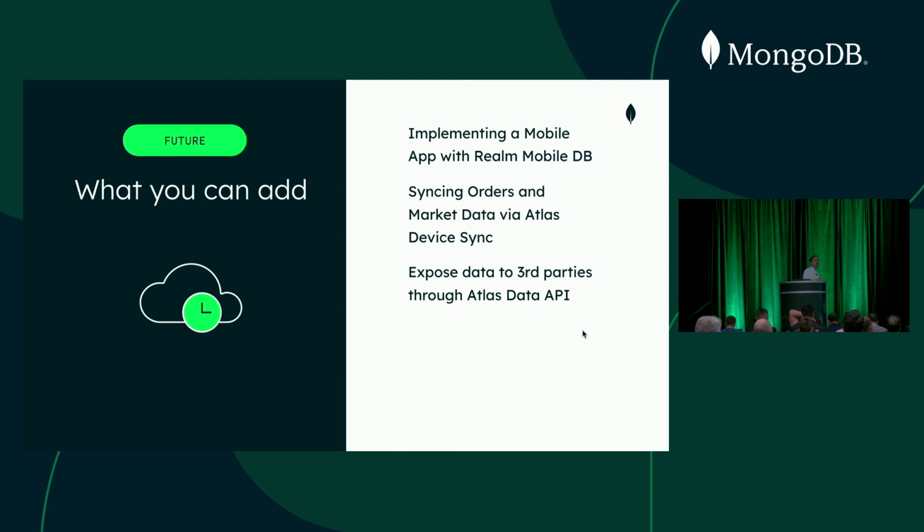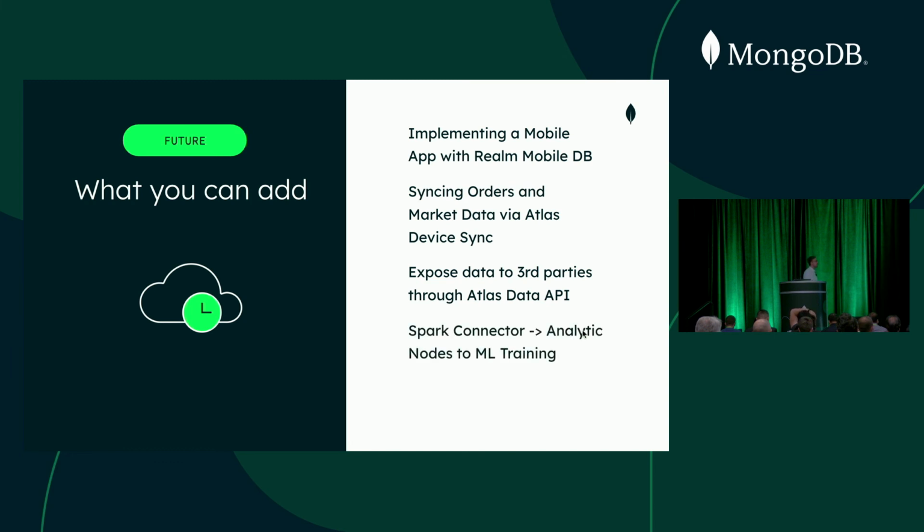You can expose some data to third parties. So for example, you can end up having some kind of reports and analysis, and you might consider exposing this data to third parties through Atlas Data API. It's simple. With one click, you can enable REST API for your data.